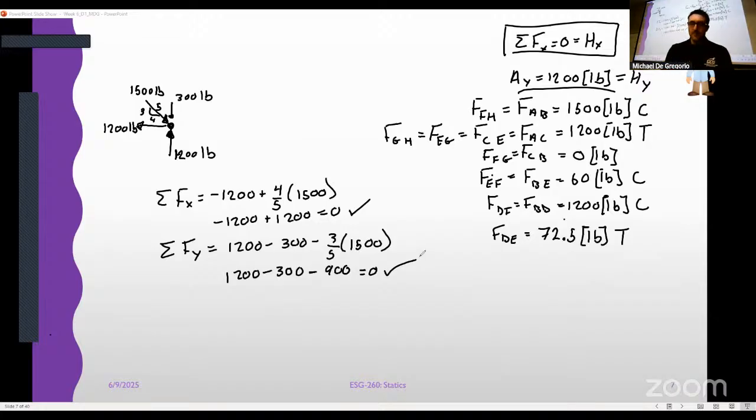Static equilibrium has been maintained, meaning that the results of those are correct.